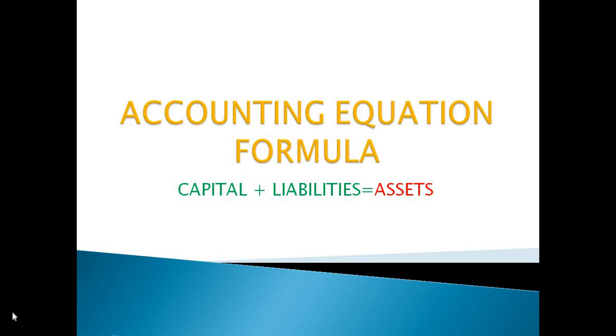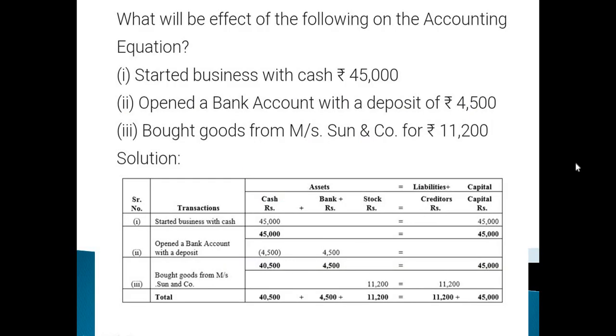Hello everyone, in this video I'm going to discuss a simple problem on the accounting equation. So we know that the accounting equation formula is capital plus liabilities is equal to assets. If you look at this particular problem, it says: what will be the effect of the following on the accounting equation? The first one is: started business with cash for rupees 45,000.